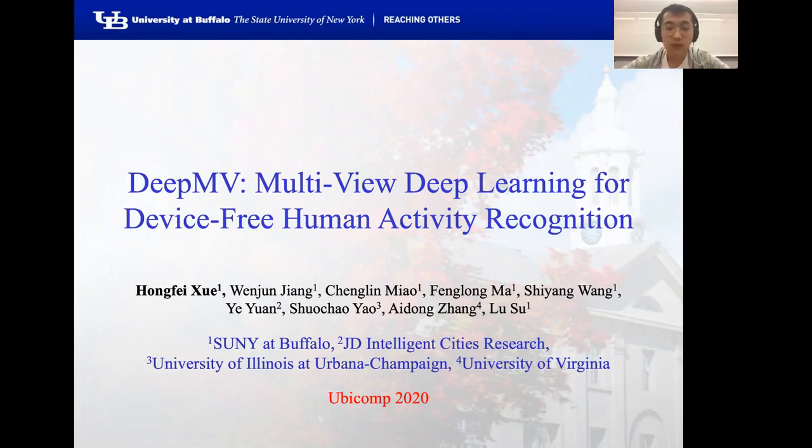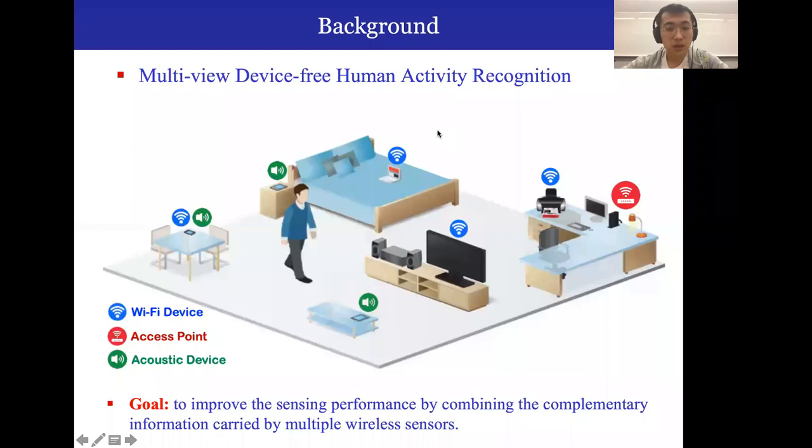Today I'm going to present our paper, DeepMV, Multi-View Deep Learning for Device-Free Human Activity Recognition. Recently, significant efforts are made to explore device-free human activity recognition techniques that utilize the information collected by existing indoor wireless infrastructure without the need for the monitored subject to carry a dedicated device. Most of the existing work focuses their attention on the analysis of signal received by a single device.